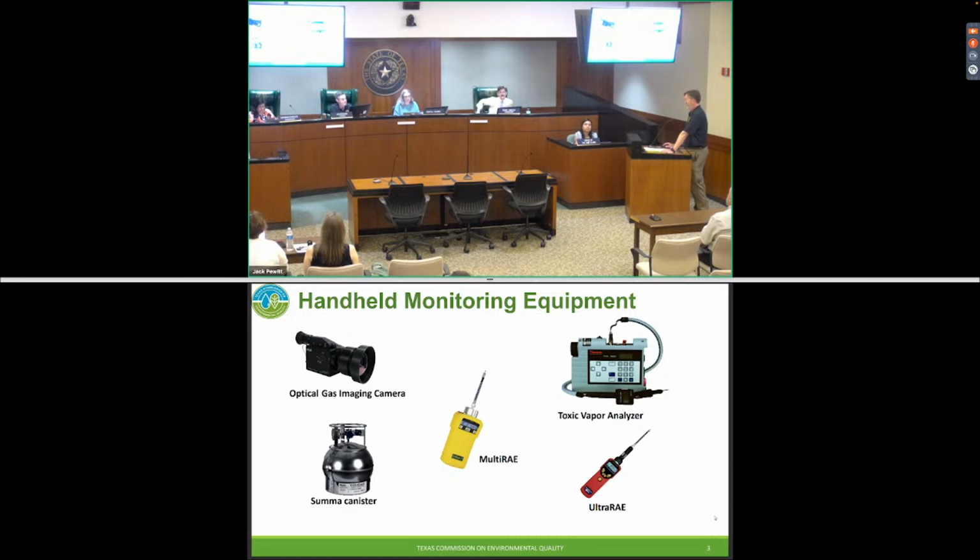Multi-ray and ultra-ray. Is it the multi-ray which one speciates VOCs and one is incapable of speciating VOCs? It just gives a total VOC number? Yeah, total VOCs, correct, on the multi-ray. And it's the ultra-ray that can have those little canisters that we can attach in there and specifically speciate for specific compounds such as benzene. I don't have a full list of all the others, but benzene is the most typical one that we can attach that little grab canister to.